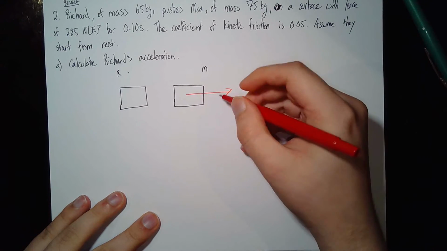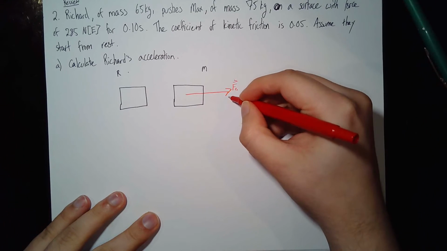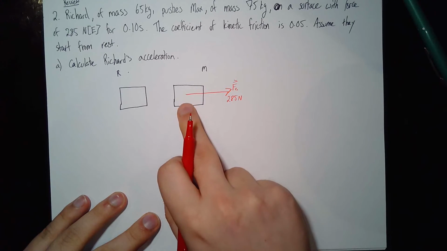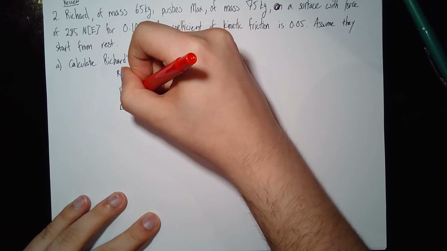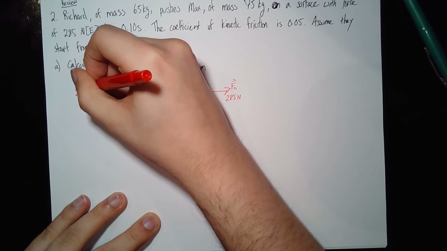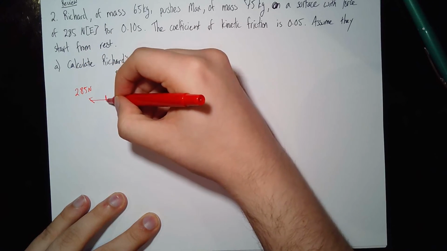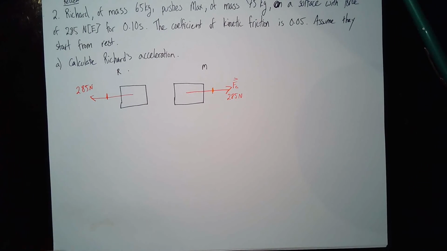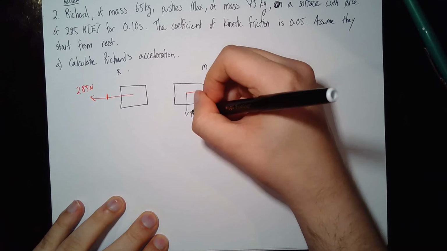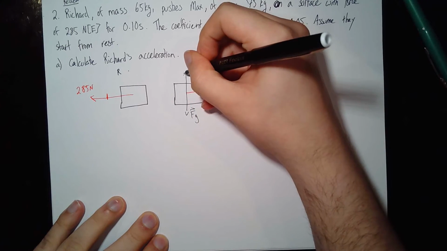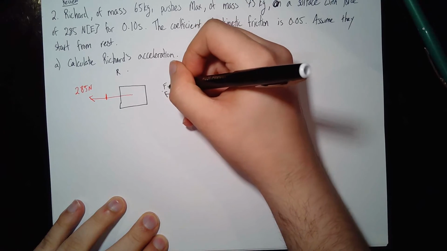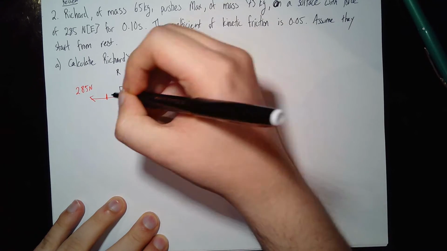So Max has this applied force, which has a magnitude of 285 newtons. Now, this has an equal and opposite force, right? Due to Newton's third law, which is 285 newtons in the exact opposite direction. Apart from these forces, we know that we also have a force of gravity, a normal force, and a force of kinetic friction since it's moving.